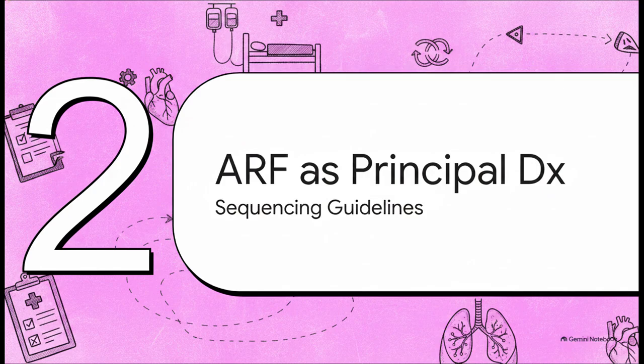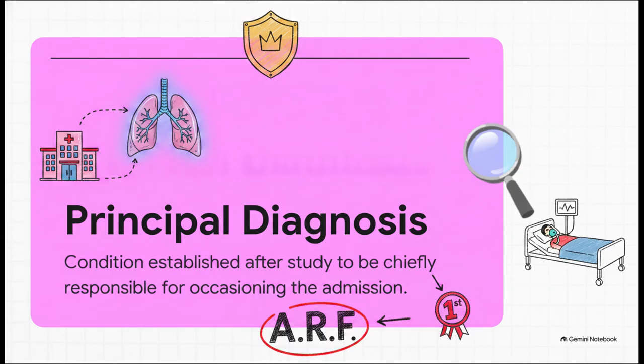Section 2, ARF as principal diagnosis. All right, here is the golden rule for inpatient auditors when it comes to the principal diagnosis. It is defined as the condition established after study to be chiefly responsible for occasioning the admission to the hospital. You really want to lock on to that phrase, occasioning the admission. Basically, what actually brought the patient through the hospital doors? What made them say, we need to admit you right now? If that specific condition is acute respiratory failure, then ARF takes the principal spot.